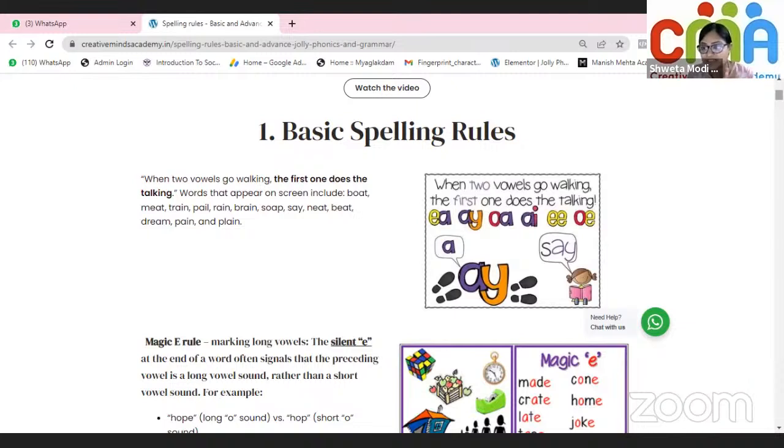I'm just doing the basic rules for today, but definitely in the coming workshops, in the coming webinars, we will be taking advanced spelling rules, which you'll not find easily anywhere. As you have seen on my Instagram and Facebook posts, I'm coming up with advanced spelling rules, which are rare to find anywhere. So for that, stay tuned. This is the first webinar, so I am just brushing up the basic spelling rules.